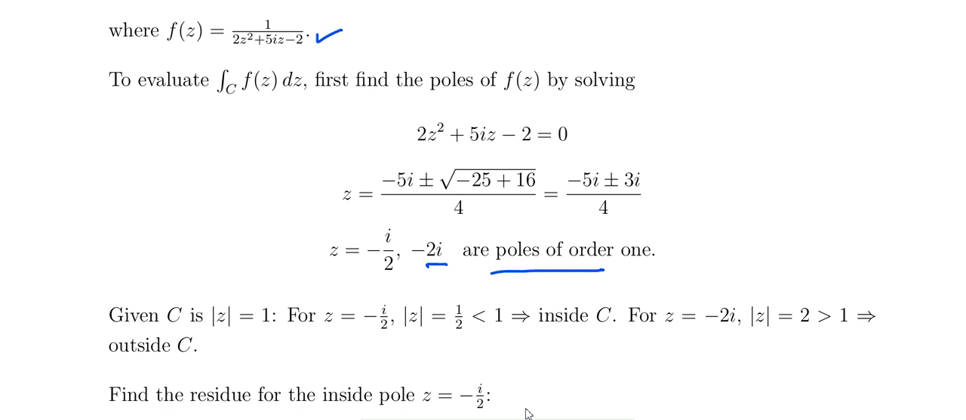So mod z equal to 1 is the contour. When z equal to minus i by 2, the modulus of minus i by 2 is 1 by 2. 1 by 2 is less than 1, smaller than 1, so it is inside. And when z equal to minus 2i, the modulus of minus 2i is 2, and 2 is greater than 1, so it is outside.